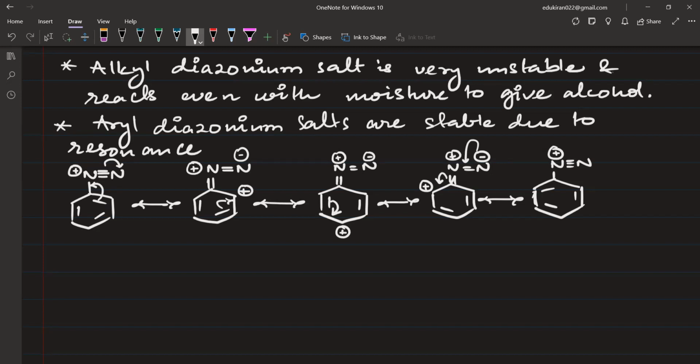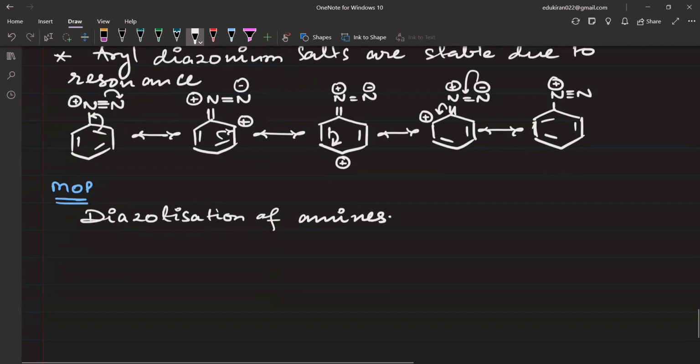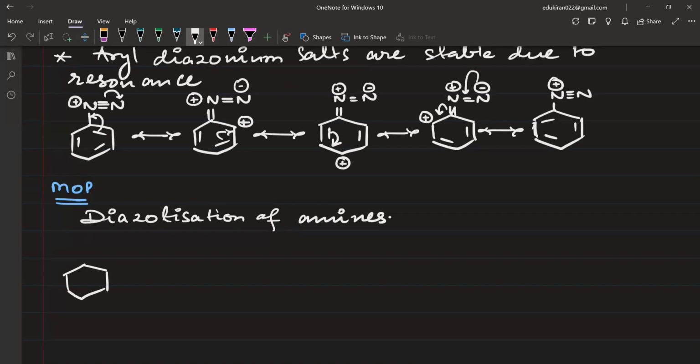Now, coming to the methods of preparation. Method of preparation is only one that we have already seen. The reaction is known as diazotization of amines. Okay. Now in diazotization of amines, what do we do? We get the benzene diazonium salt by reacting benzene with NH2 group, that is aniline, plus we have NaNO2, plus we have HCl at low temperature, that is 0 to 5 degrees Celsius, and we get the benzene diazonium chloride.